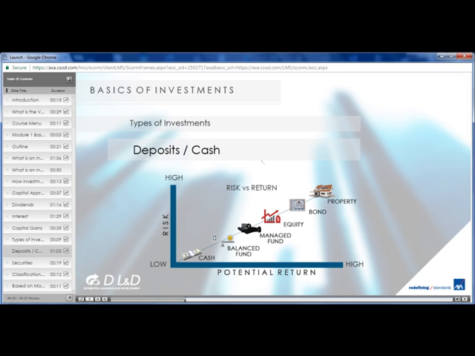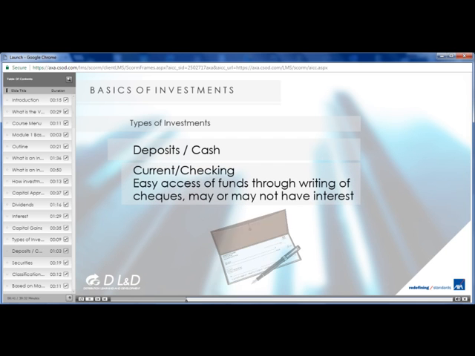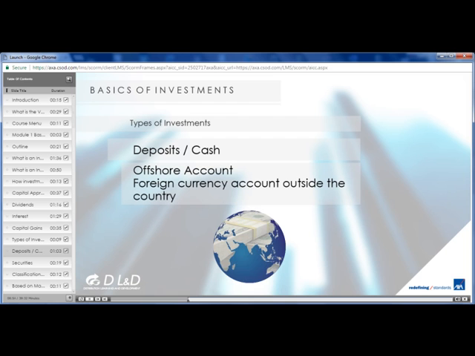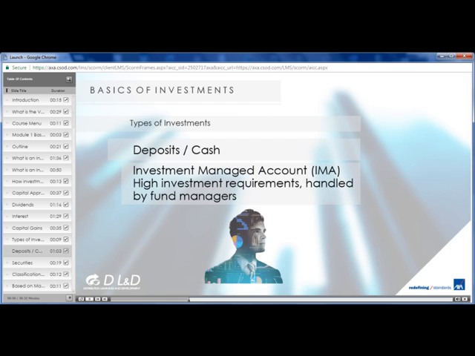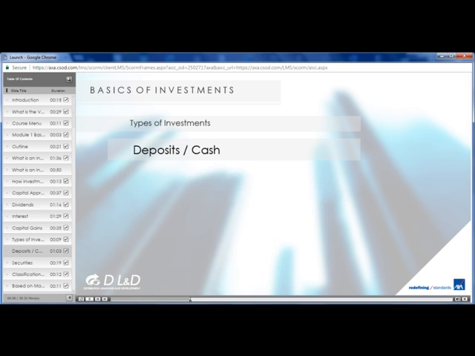These types of investments cover bank accounts, namely savings, which involves a minimum deposit and comes with interest. Checking provides easy access to funds through writing of checks. This may or may not have interest. Time deposit, minimum deposit with a holding period. Offshore account, a foreign currency account outside the country. Investment managed account. This involves high investment requirements and is handled by fund managers. Foreign currency deposit account. Local banks offering foreign currency deposits.